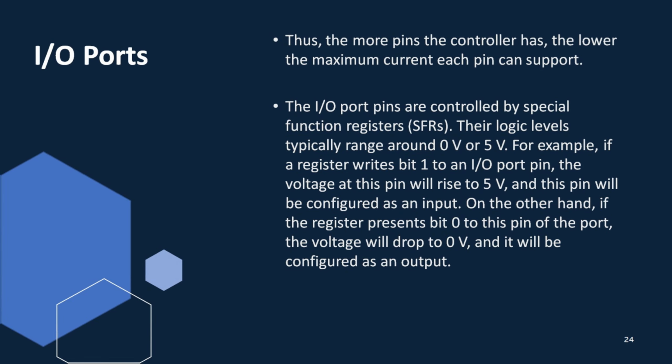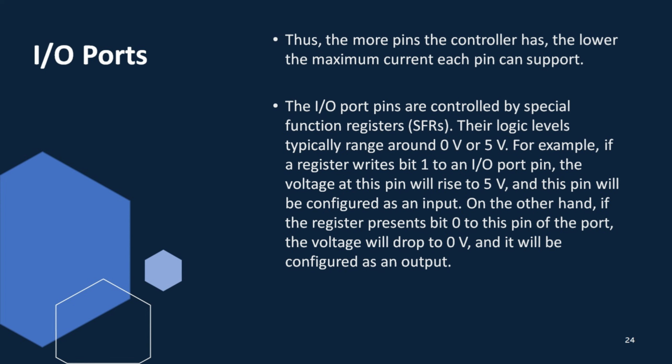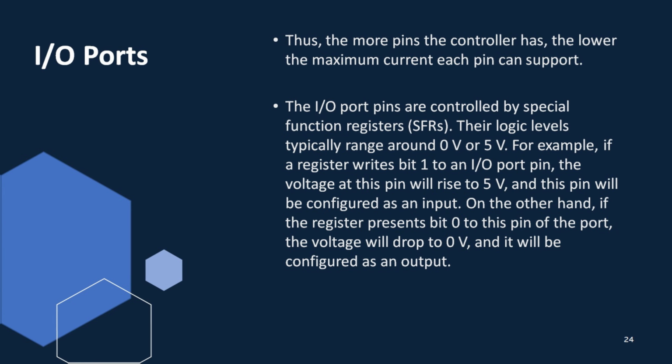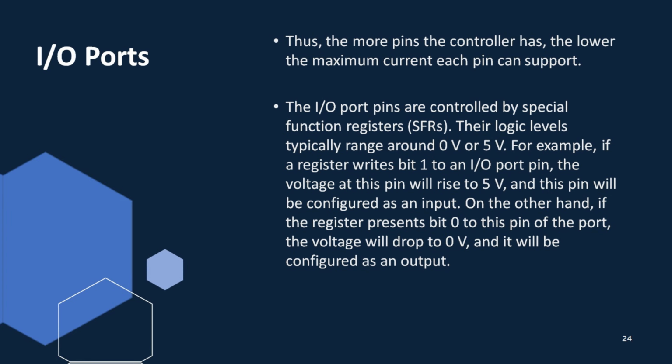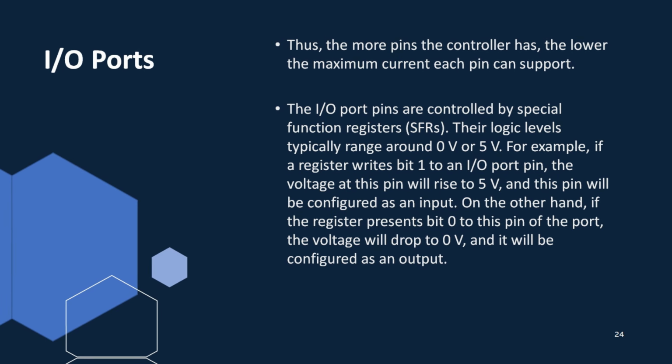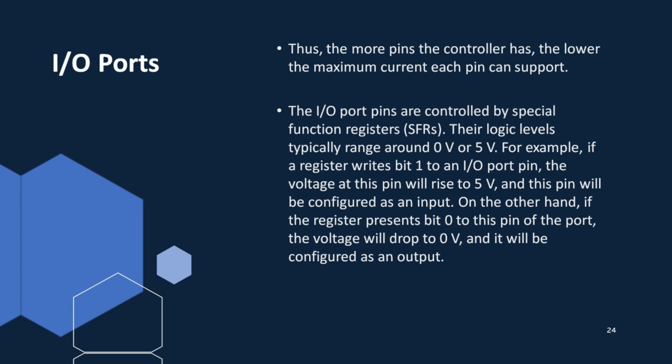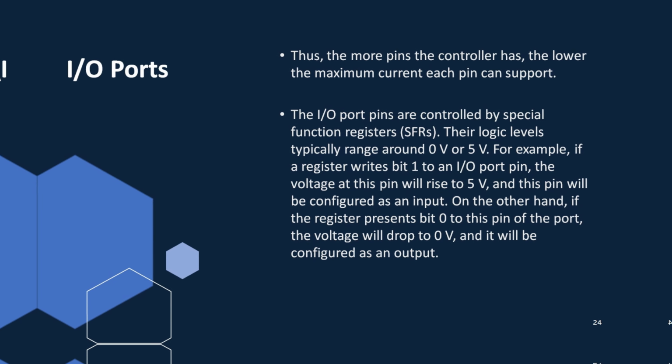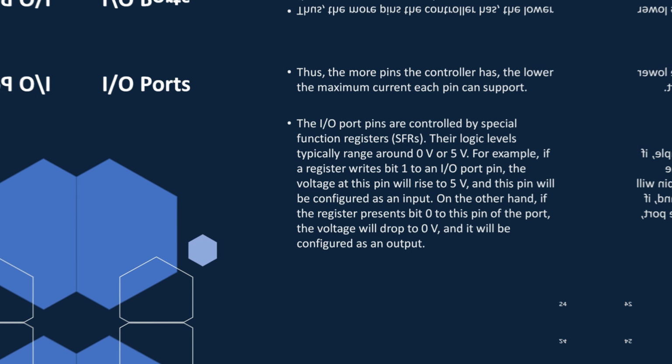The I/O port pins are managed by Special Function Registers, SFRs. These pins generally operate at logic levels of approximately 0V or 5V. For instance, when a register sets bit 1 to an I/O port pin, the voltage at that pin rises to 5V, configuring it as an input. Conversely, if the register sets bit 0 to the pin, the voltage drops to 0V, configuring it as an output.